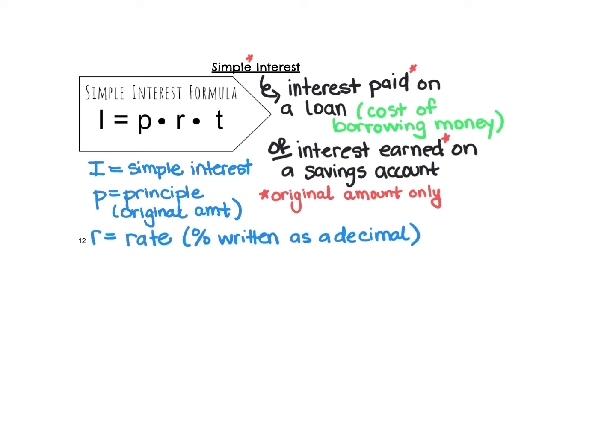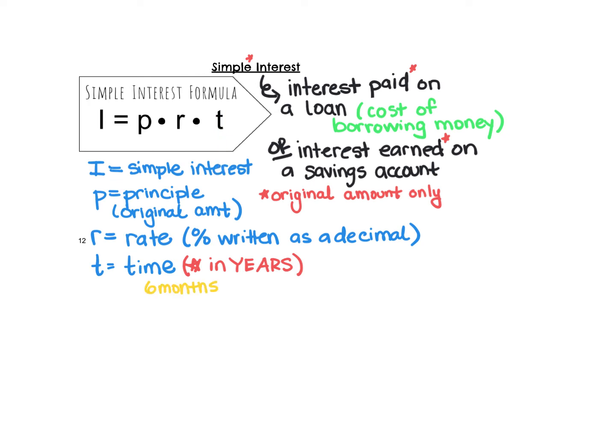R is going to be the rate. This is going to be a percentage, and you're going to write that as a decimal. And T is for time. Time is going to be the amount of time that you are going to borrow the money for, or the amount of time that the money is in a savings account for. It's very important to note that this has to be in years. So this formula is assuming that we're talking about years.